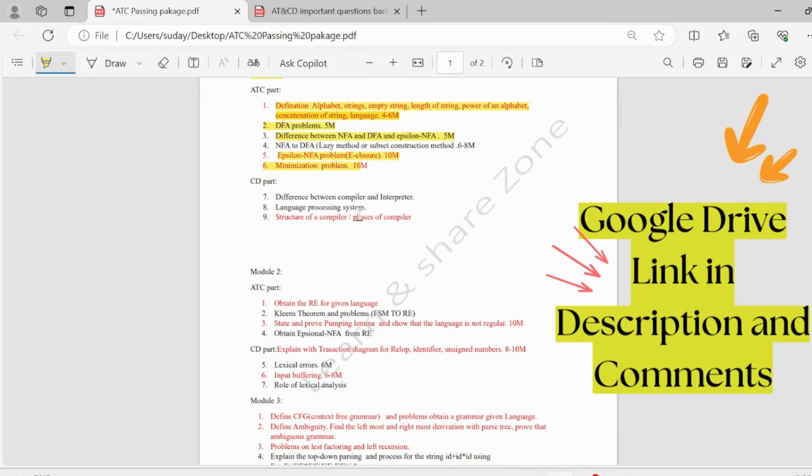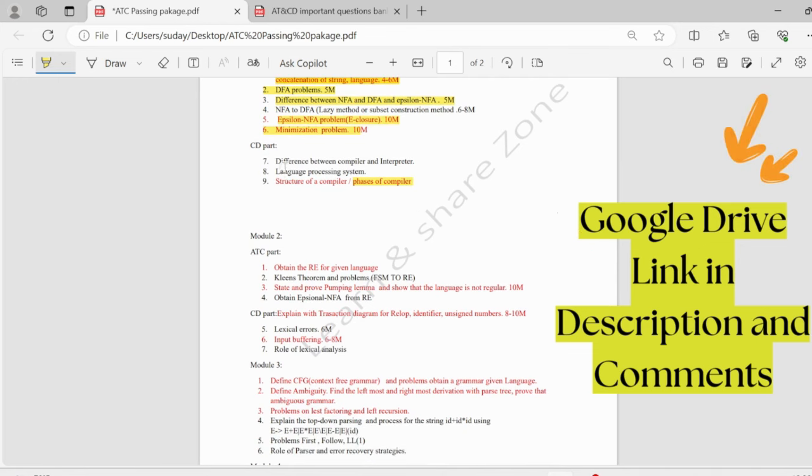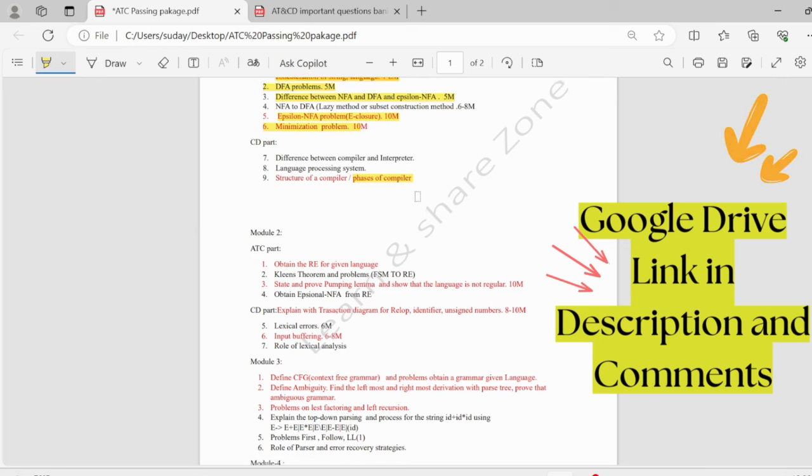So coming to the CD part, this question is a must: phases of compiler. It could be asked for 8 marks, or they can split it as 4 marks for the language processing system, and the difference between compiler and interpreter is 2-2. But this is a must question, phases of compiler.